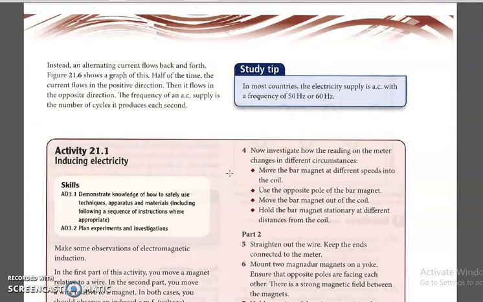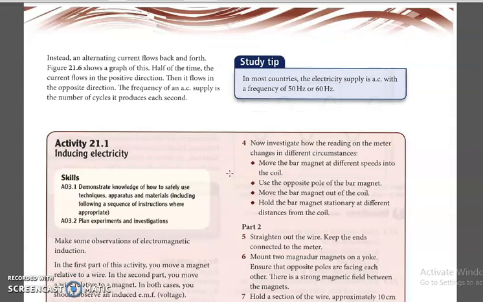For household purposes, in most countries the electric supply is an AC with a frequency of 50 hertz or 60 hertz. So there will be 50 waves moving in 1 second. The frequency will be 50 hertz or 60 hertz. This is what an AC current is: the current flows back and forth, with a positive direction and a negative direction. The current alternates in the positive and negative half. So this is what an AC current is.